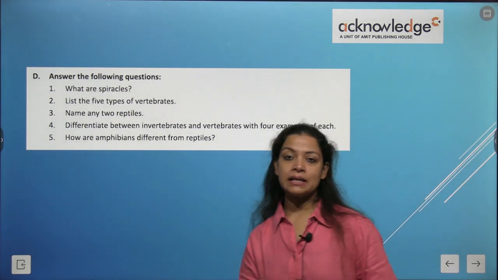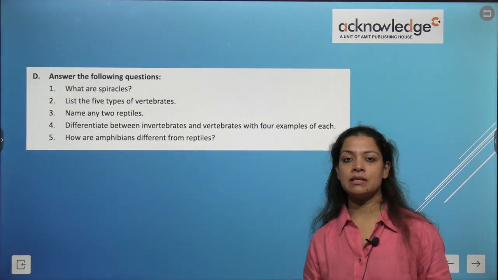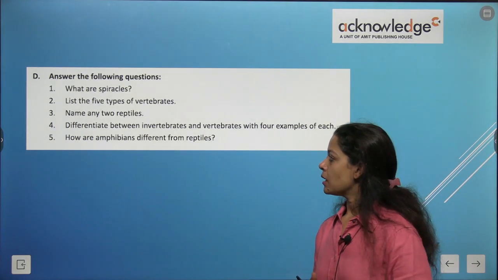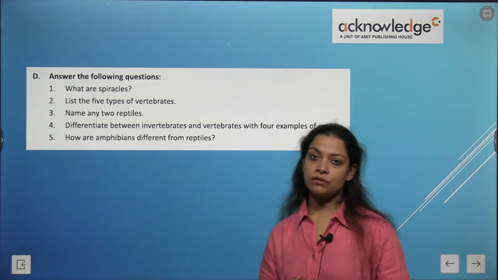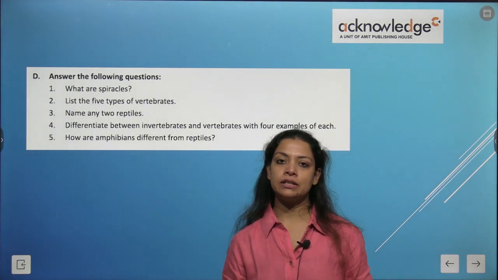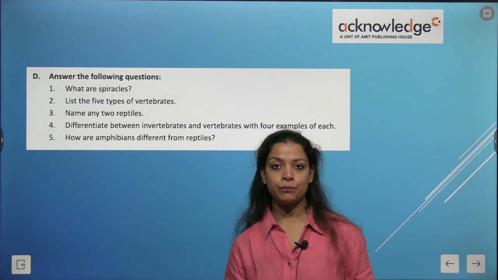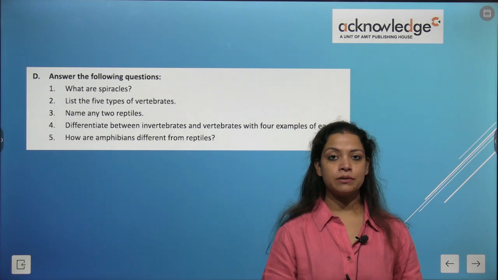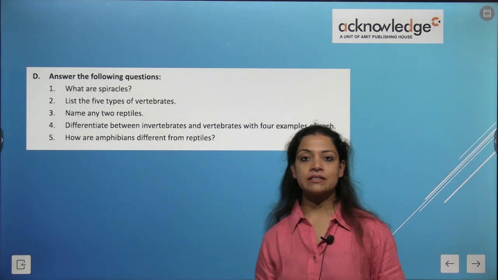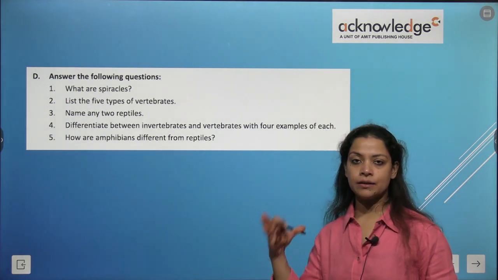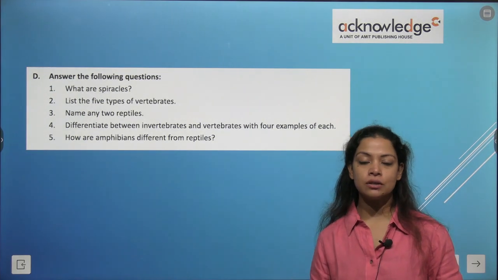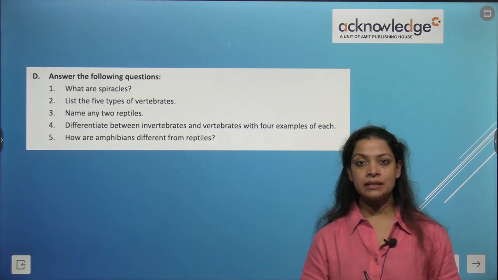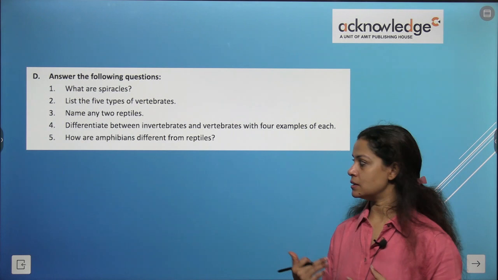Name any 2 reptiles. You can give the examples of lizard and snake. Differentiate between invertebrates and vertebrates. Invertebrates do not have a backbone, while vertebrates have a backbone, and you have to give 4 examples of each. I have explained the entire categories and the differentiation between vertebrates and invertebrates. You have to read it and give the answer.